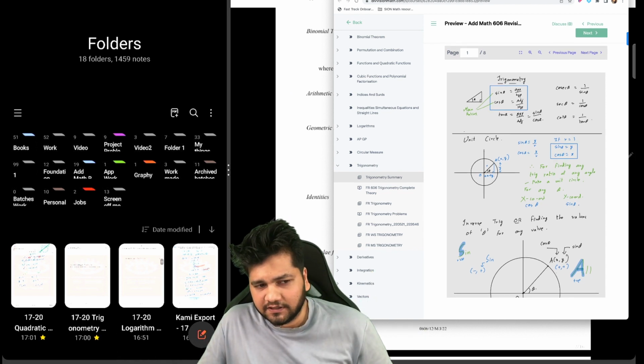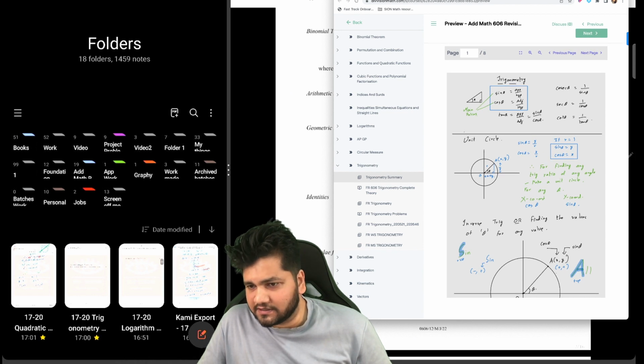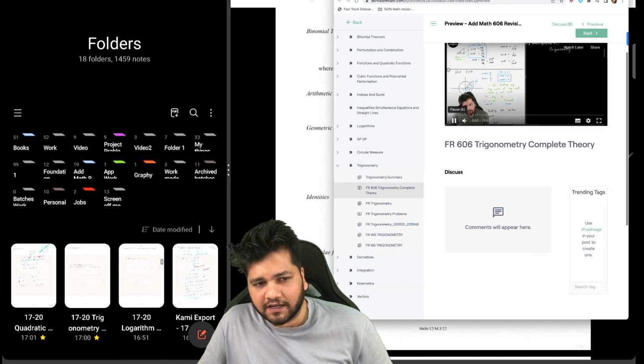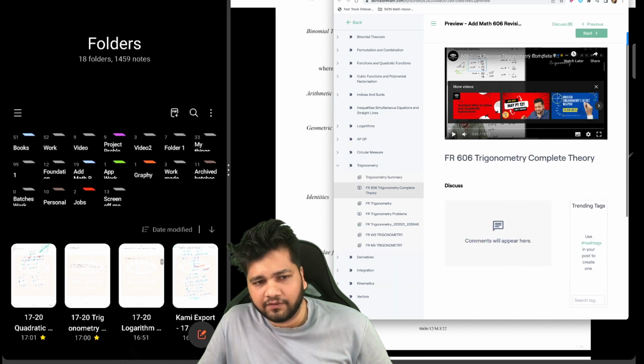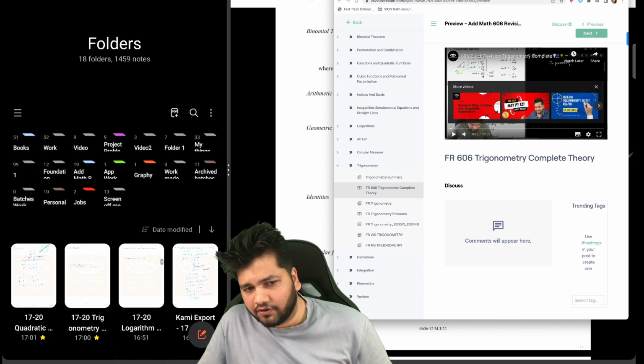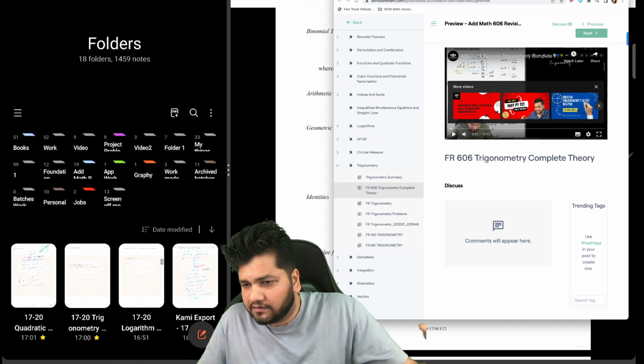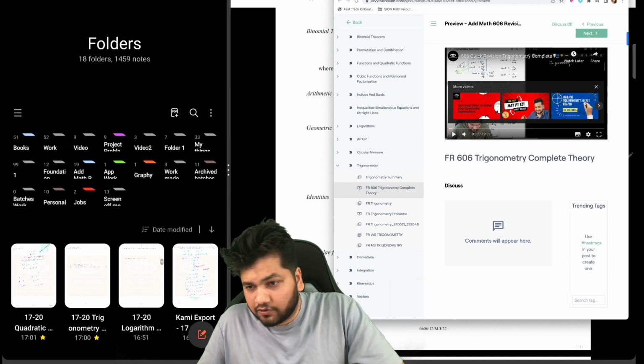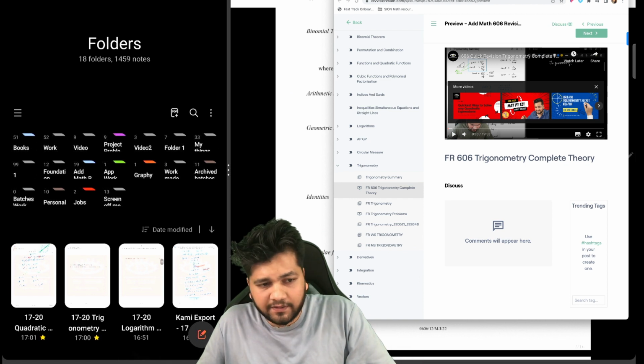The structure is here, as you can see. If I consider one example, trigonometry, you can see there is this trigonometry summary, then you have the complete theory of trigonometry. This consists of only 19 minutes 53 seconds, as you can see. So in 20 minutes the whole trigonometric theory will be done. I know the topic is huge, but still I have covered it in 20 minutes.